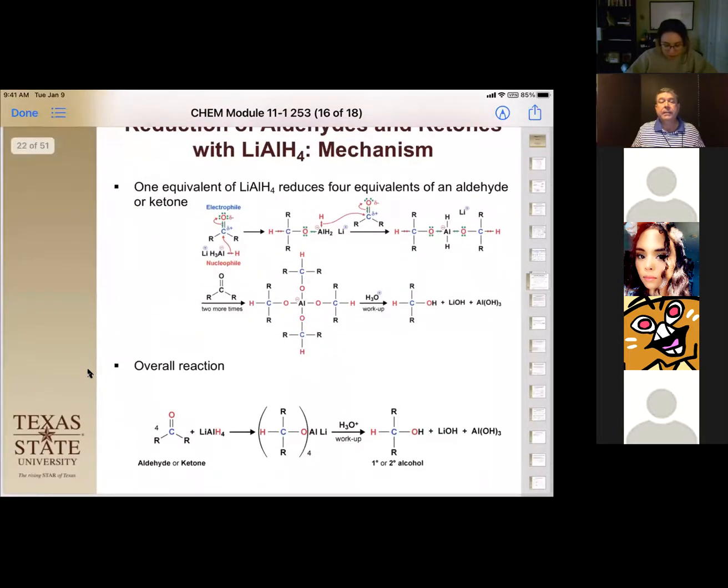Questions on the mechanism of these hydride reagents? The reason they're selective is hydrogen has the negative charge, the carbonyl has that partially positive charge, and we use that to our advantage to be very selective about attacking just the carbonyl carbon.